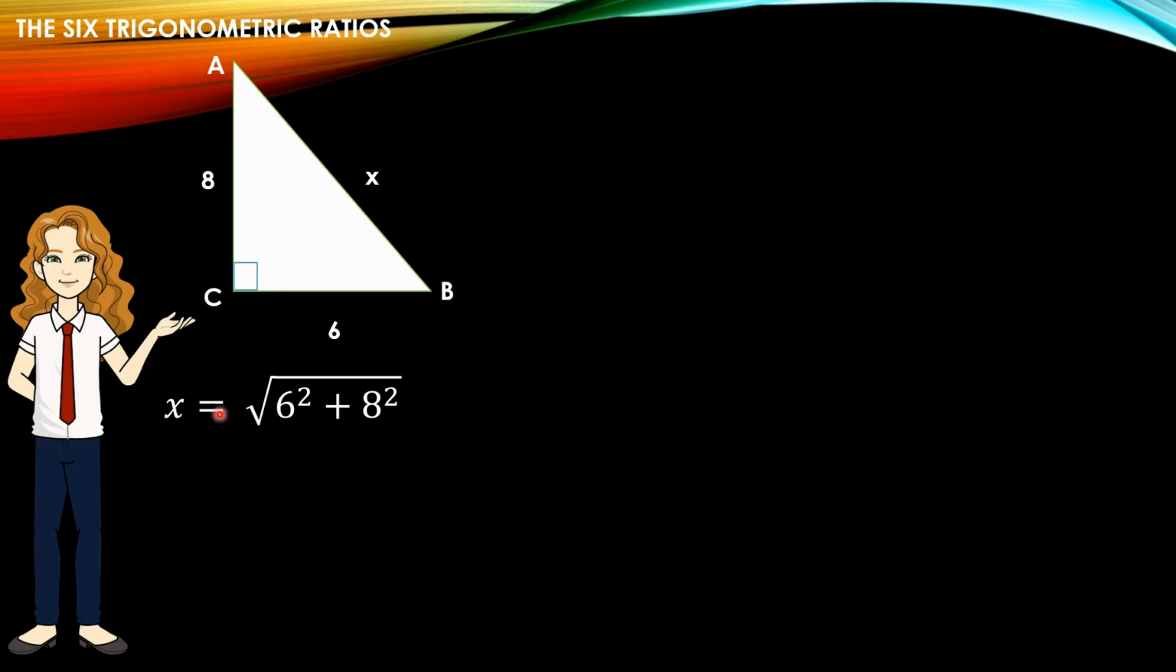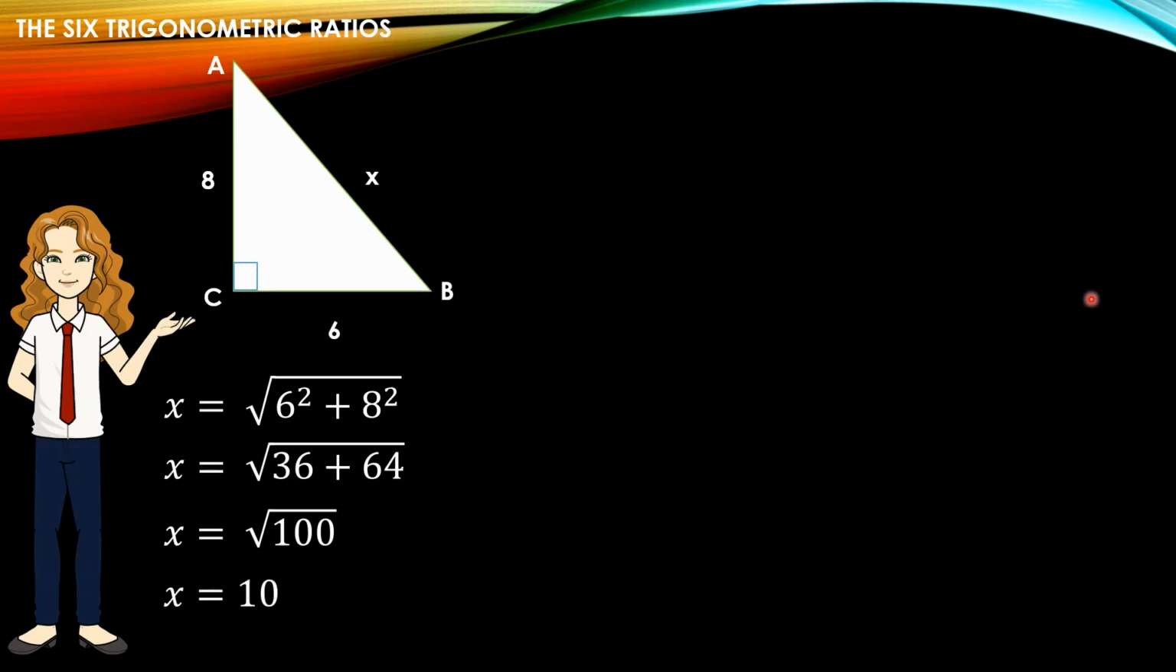So x is equal to the square root of 6 squared plus 8 squared. 6 squared is 6 times 6, which is 36. Then 8 squared is 8 times 8, which is 64. 36 plus 64 is equal to 100. Then what is the square root of 100? That is 10. So our side x now is 10.